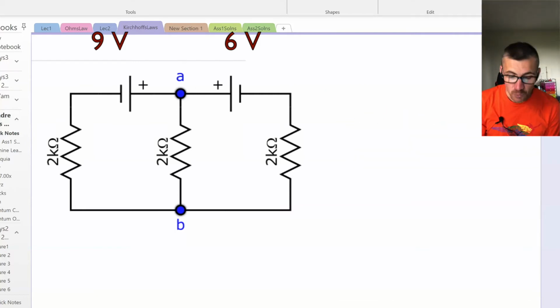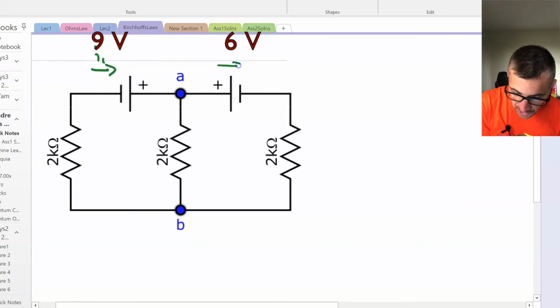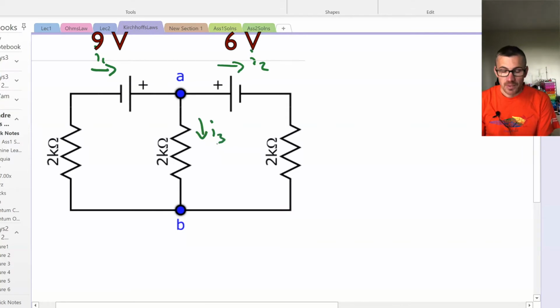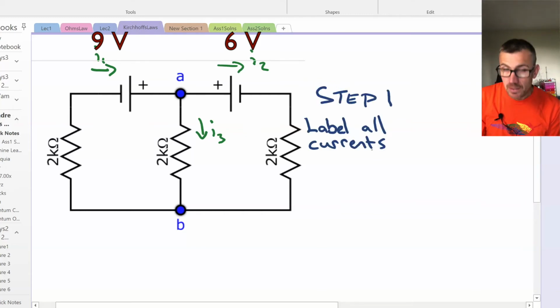So let's pick our random arbitrary current directions. We're going to label I1 here, I2, and I3. Why not? And that's step one there. I mean, we can go a bit further. We can look at it in terms of Kirchhoff's current law. So what we're actually doing here is labeling all currents, and then we're going to apply Kirchhoff's current law.